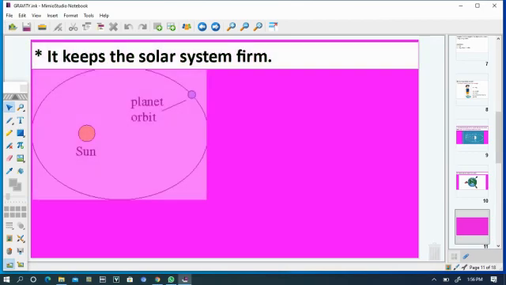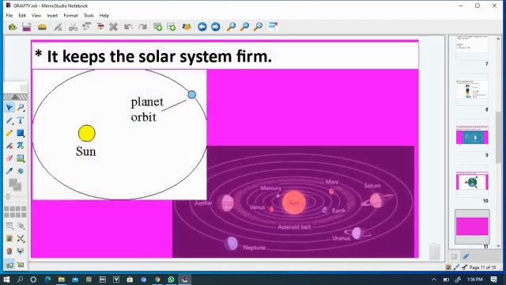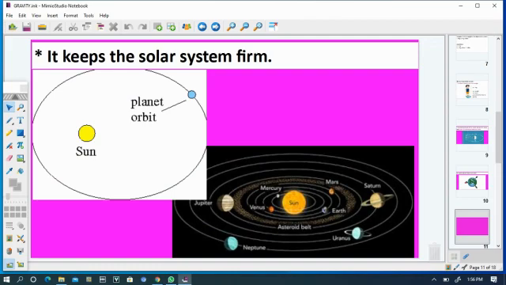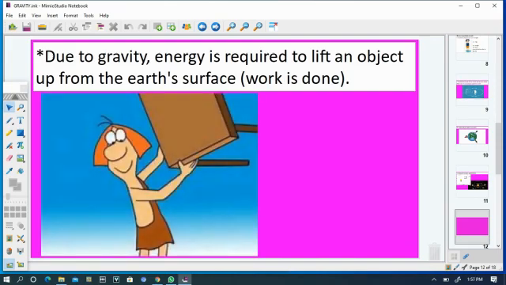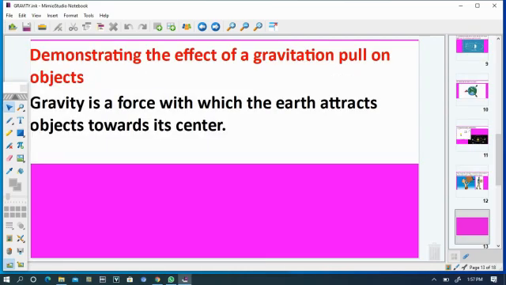It keeps the solar system firm. The gravitational attraction of the sun keeps all the planets revolving around the sun, making sure that they are in place and they remain firm. Due to gravity, energy is required to lift an object up from the Earth's surface, demonstrating the effect of gravitational pull on objects.